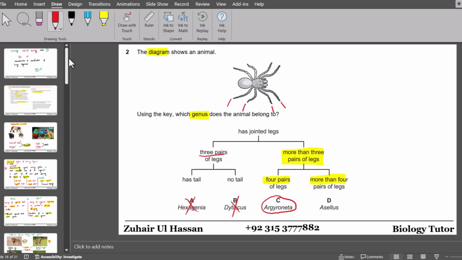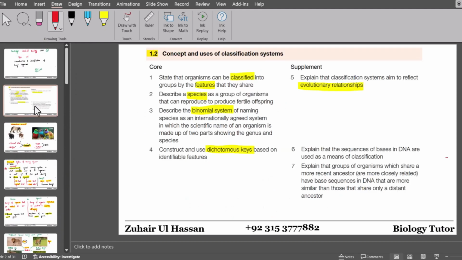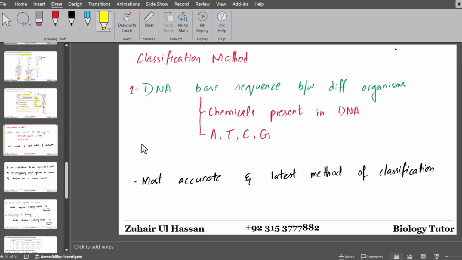The last part of this particular 1.2 is the methods of classification. So point number 6 and point number 7, let us talk about these two particular points. The very first method of classification is DNA sequences. In DNA sequencing, we will be talking about DNA based sequences between different species, between different organisms.